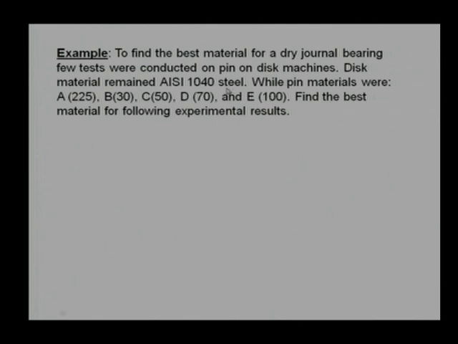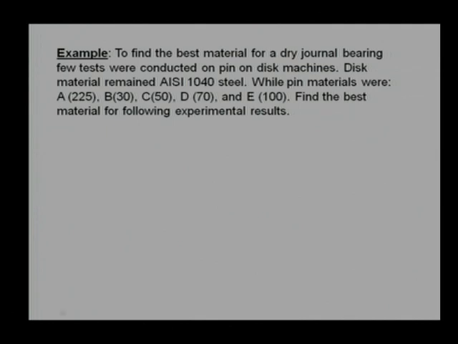The disk material, which is generally stronger and does not wear out very fast, is 1040 steel, while for the pin material, we have selected 5 materials. Material A has Brinell hardness 225, material B has hardness 30, material C 50 BHN, D 70 Brinell hardness, and E 100. So, there are 5 materials, and some experiments were conducted on that.